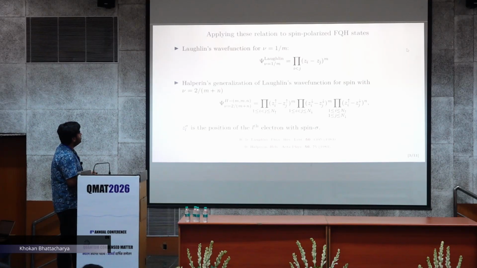Later on, Halperin generalized Laughlin's wave function for spins. Now you can see that there are these three factors which have additional spin labels. Each factor looks like a part of the Laughlin state. This is called the Halperin mmn state, which is a candidate state for filling factor 2 by m plus n.